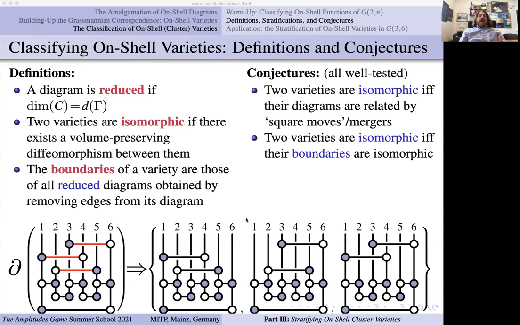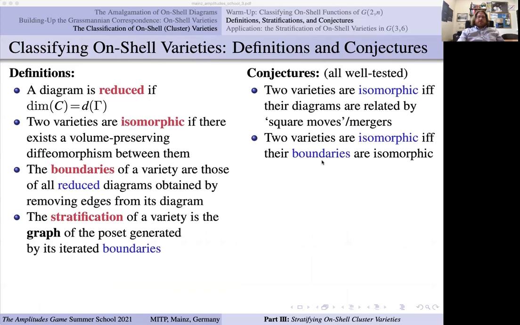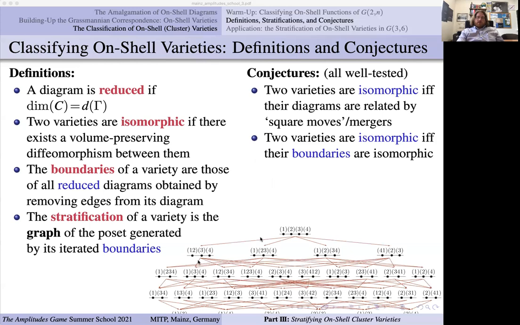And that means that if you go deep enough down into the boundary structure, it's very easy to test whether or not this collection of boundaries is pairwise isomorphic to this collection of boundaries. And that allows you to recursively define equivalence. At least this conjecture allows you to recursively define equivalence in terms of planar graphs. And that becomes a real thing. It's part of the title of this: I can think about the stratification as the graph generated by all of its iterated boundaries, all the way down to zero-dimensional solves, to empty graphs.